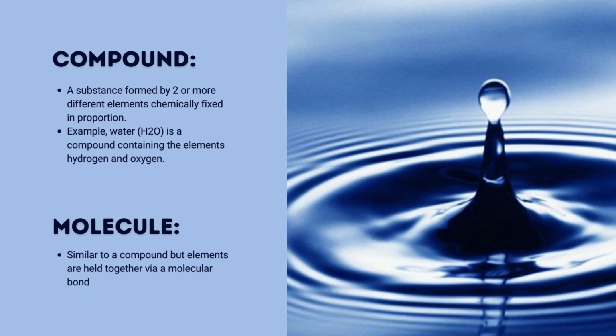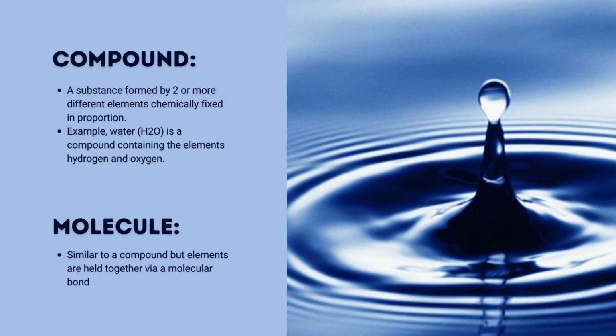On the other hand, a molecule is a group of two or more atoms held together by molecular bonds. The difference between a molecule and a compound is that a molecule can be made up of the same element, while a compound must be made of two or more different elements. Overall, both compounds and molecules are important in the study of chemistry, as they help us understand the properties and behaviors of various substances.